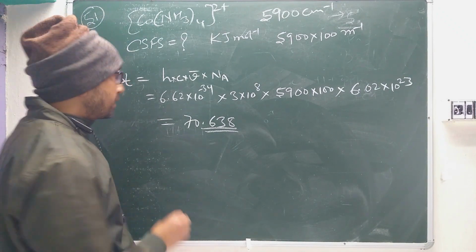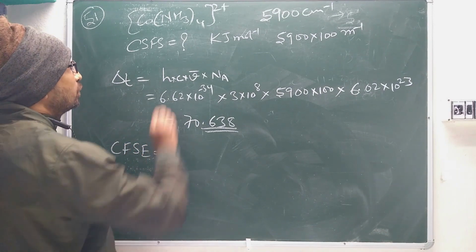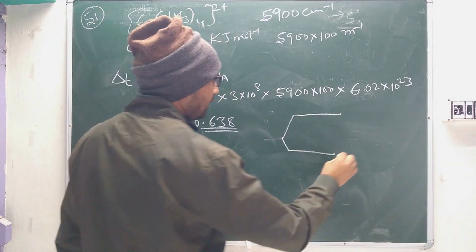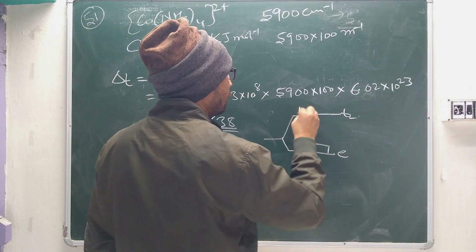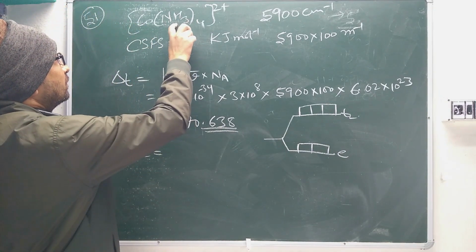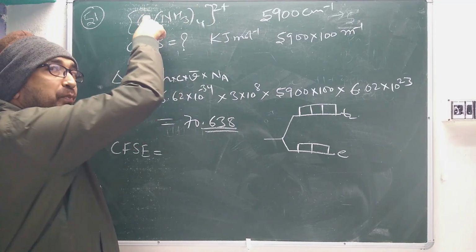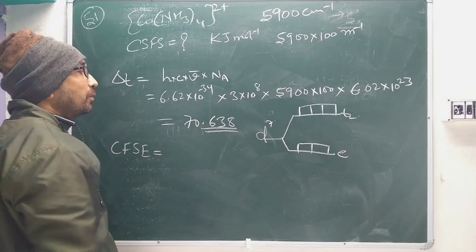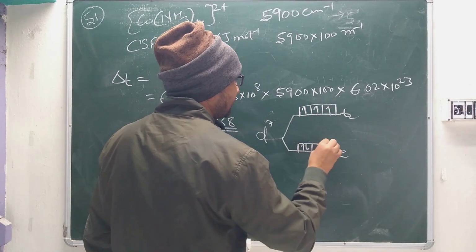Now next you have to find CFSE, you have to put CFSE equal to, this is delta tetrahedral, right? So how it will look like, here it will be e and here it will be t2. So down we have 2 orbitals and upper side we have 3 orbitals, right? So how are you going to fill it up? In this case, the ligand will contribute 0 charge, so cobalt will have a +2 oxidation state. It means it is having d7, okay? And tetrahedral complex is high spin. So 1, 2, 3, 4, 5, 6, 7.